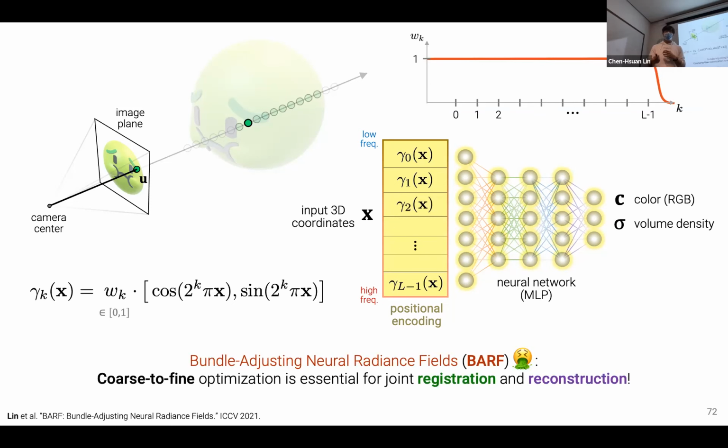And we call this BARF, which stands for bundle-adjusting neural radiance fields. This is a very nice joint work with Wei Chu and Antonio, which basically says that for this kind of alignment process, coarse-to-fine is a very essential key component to making the signals register in one go. So this is very crucial for joint registration and reconstruction.